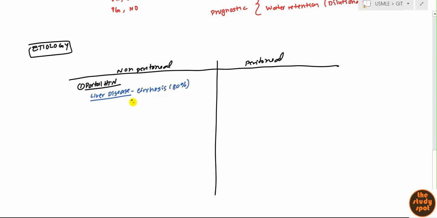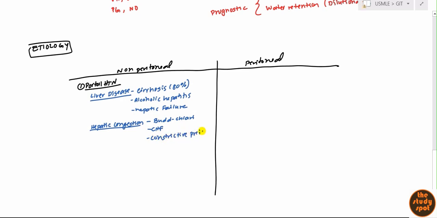So definitely want to remember that. Alcoholic hepatitis or even viral hepatitis and hepatic failure are the liver disease causes. On top of that, you can also get some type of hepatic congestion, and so this is some type of backup in the venous system of the liver. This is caused by Budd-Chiari, congestive heart failure, specifically right-sided, constrictive pericarditis, which can backflow pressure up there, and tricuspid insufficiency.